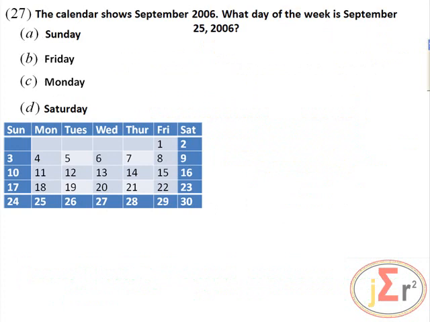The calendar shows September 2006. What day of the week is September 25th, 2006? Monday. Jerry is saying it is Monday.